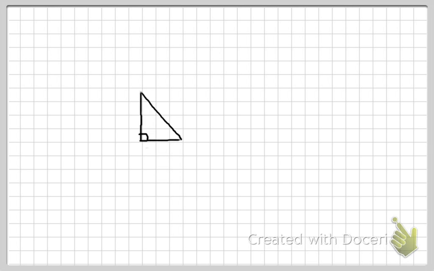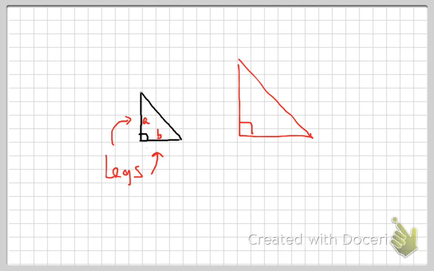In this video, these are called legs. Those are the sides here. The right angle, the 90-degree angle box, is touching both legs, and these legs can be labeled A and B. It doesn't matter which one's A and which one's B.